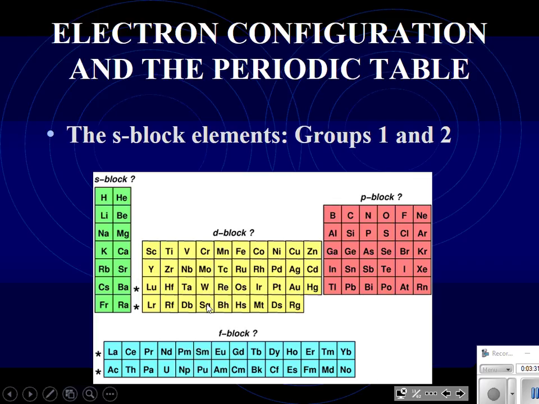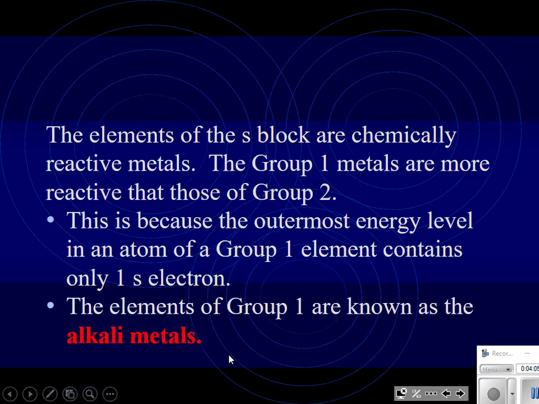We know that this green area over here signifies the S's. We know that this kind of reddish area here is the P block. The yellow ones here are the D's, and down at the bottom of the table are the F's. So we know where they are. Let's learn a little bit about them. And we're going to start off with the S block, groups 1 and 2.